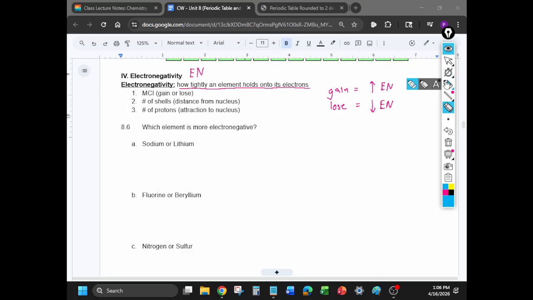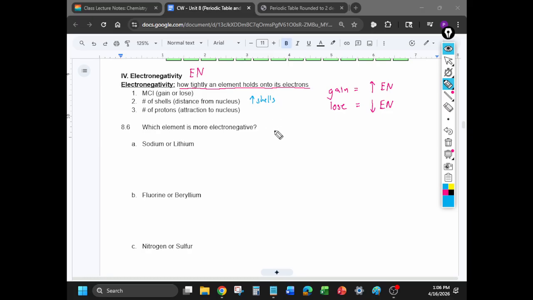All right, the second important thing is the number of shells, because it tells you the distance from the positive charge in the nucleus. This is kind of self-explanatory. If it has more shells, it's going to be further from the nucleus, right? So do you think it's going to be easier to take it away or harder to take it away if it's farther away? Let's say this phone is my electron. If it's far away from me, do you think it's easier to take that phone from me or harder? It's easier because it's further away.